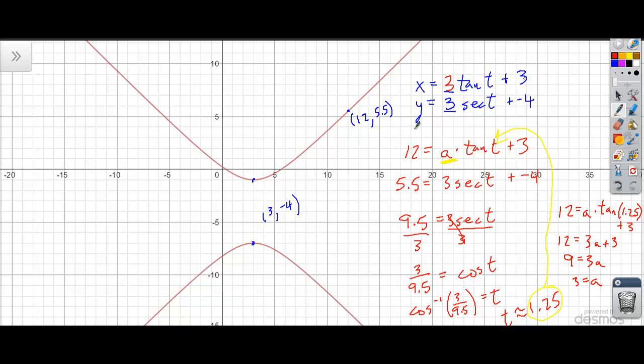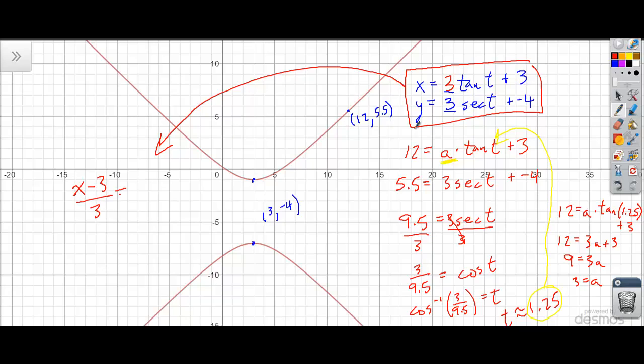So I have x equals 3 tangent t plus 3 and y equals 3 secant t plus -4. Those are my parametric equations. And from there, I can do my rectangular by solving for tangent first. I subtract 3 from both sides. It's going to be x minus 3 right here. Then I divide by this 3. And I have this is equal to tangent of t. Then I do the same thing here with my y equation. I add 4 and divide by 3. So I have y plus 4 over 3 equals secant of t.